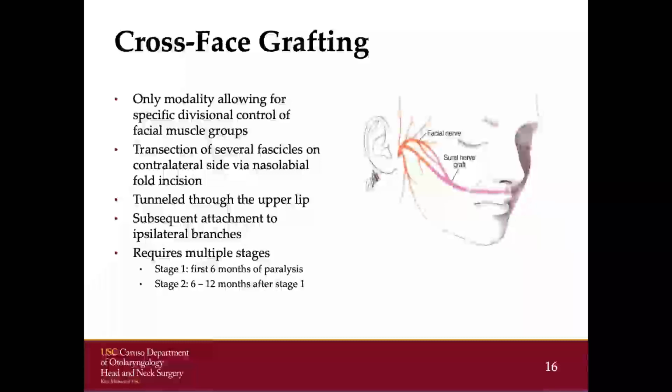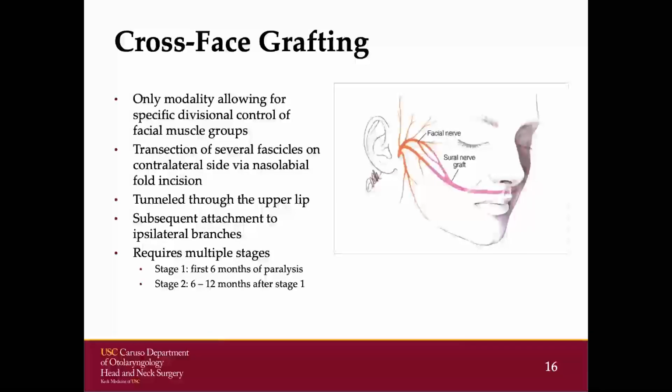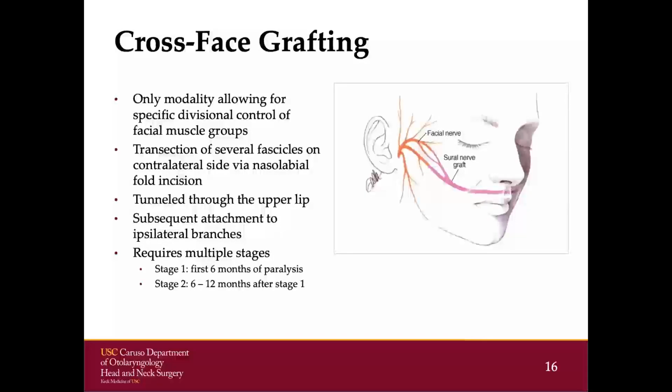The next intervention is cross-face nerve grafting, which was first described by Scaramella and Smith in 1971. And it's the only modality that allows for specific regional divisional control of facial muscle groups. It requires the transection of several fascicles on the contralateral side, usually via a nasolabial fold incision. The nerve graft is then tunneled through the upper lip, and then the subsequent attachments are made to the ipsilateral branches. And this requires multiple stages.